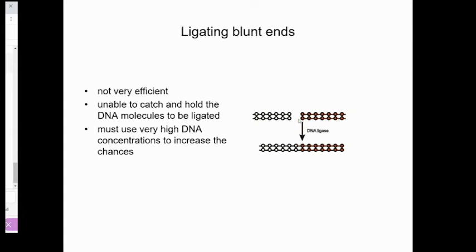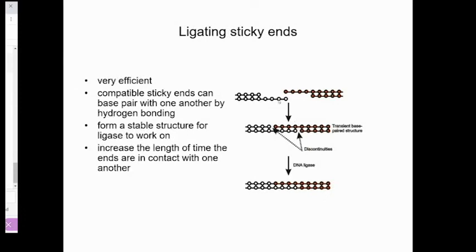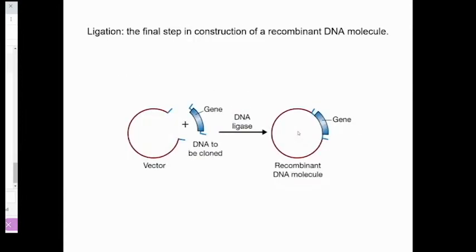You have to use a very high DNA concentration so that you can increase the chances, right? And then for the sticky end, it is very efficient, because say these are 2 different fragments, and you have a 5' sticky end. Then if they are complementary to each other, they can form hydrogen bonds first. Therefore, they are stable, so that you can fix this single-stranded phosphodiester bond. So that's why it's very efficient.